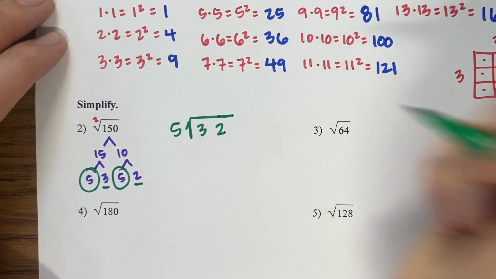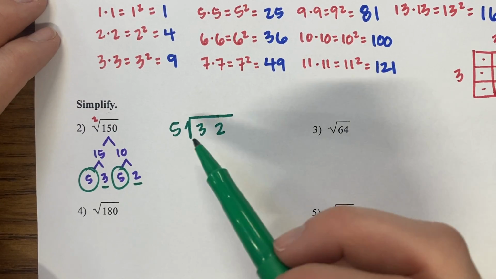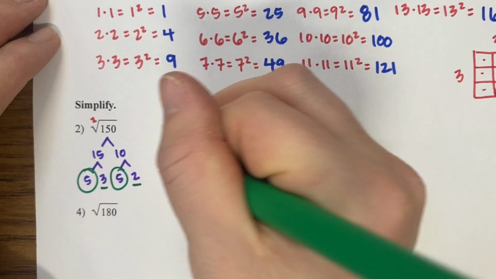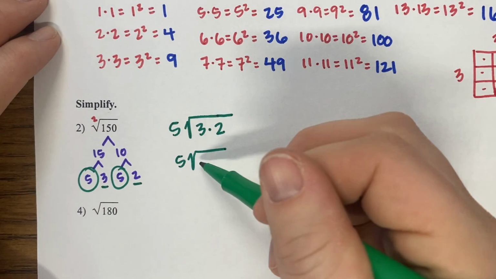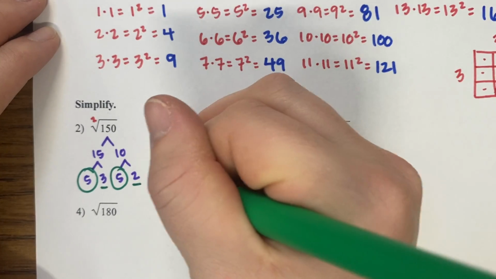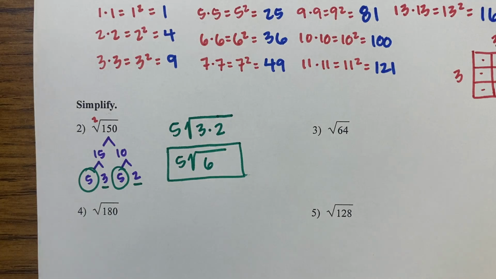But what is it we're actually doing with these guys? Well, if we were dividing, that means we got to go backwards. We are multiplying. Okay, so our final answer is 5 on the outside, root, we say this as root 3 times 2, which is 6. And there's our final answer.